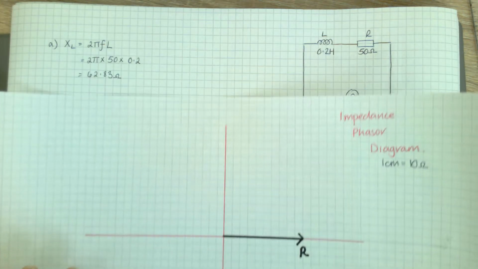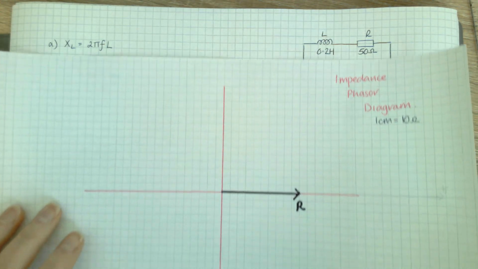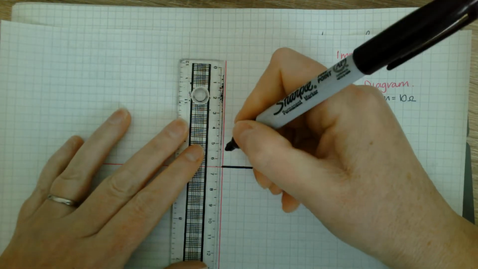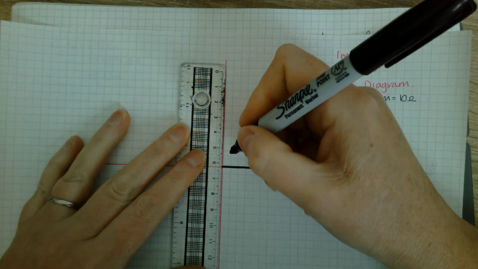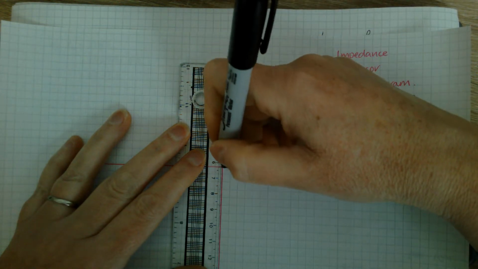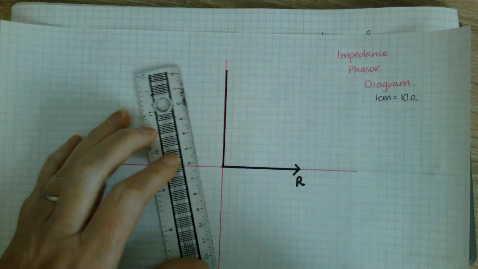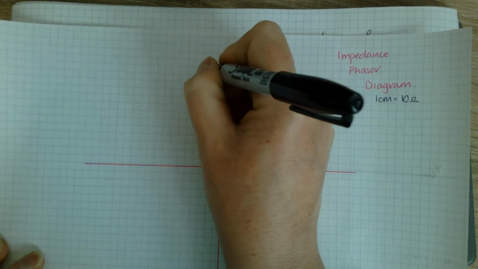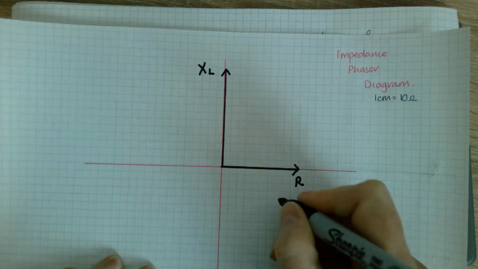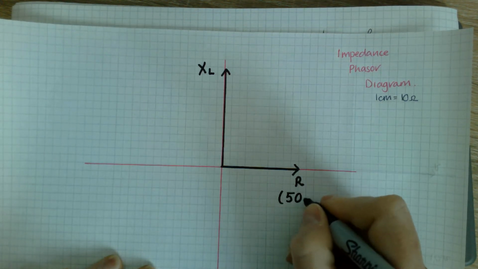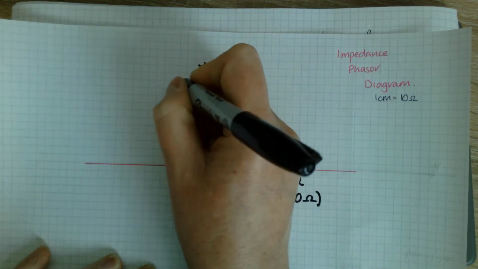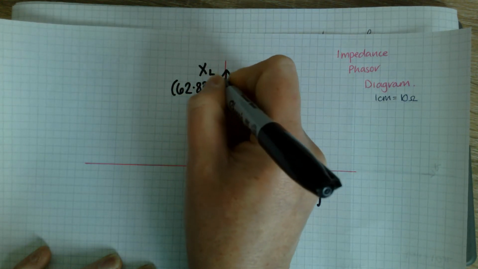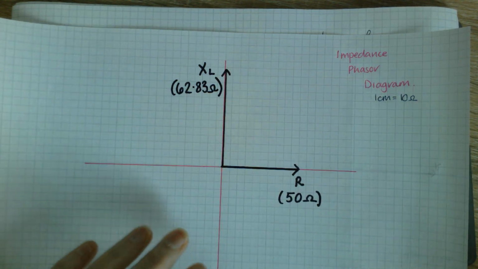My XL, 62.83. That goes in the vertical axis. And again, scaled, it would be 6.283. And that's my XL. So my R was 50 ohms. My XL, 62.83 ohms. So to get my Z, it's the phasor addition of these two.